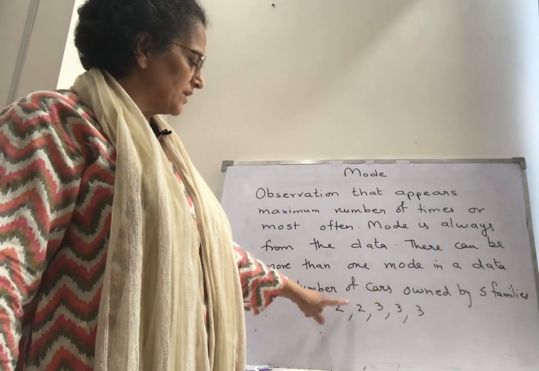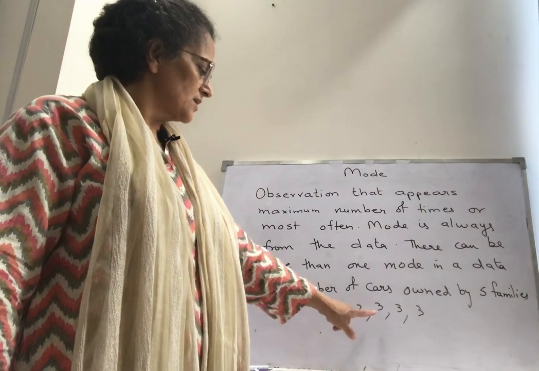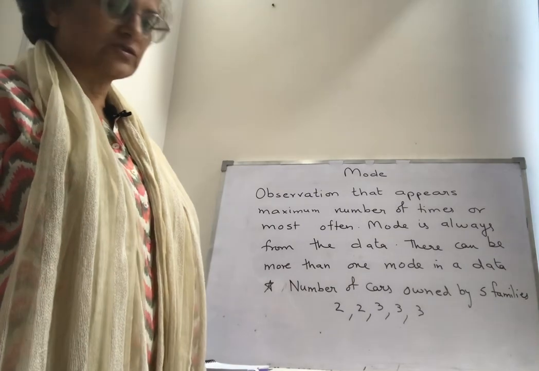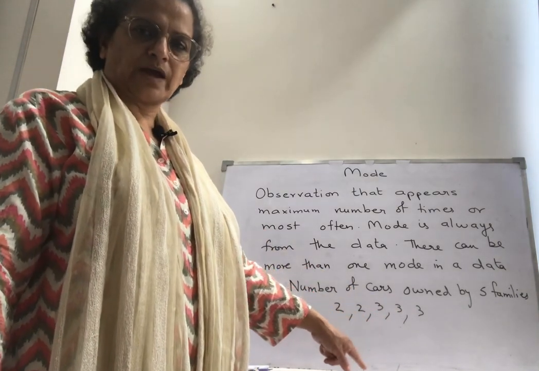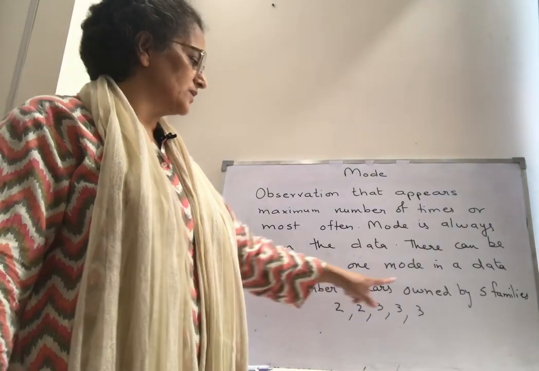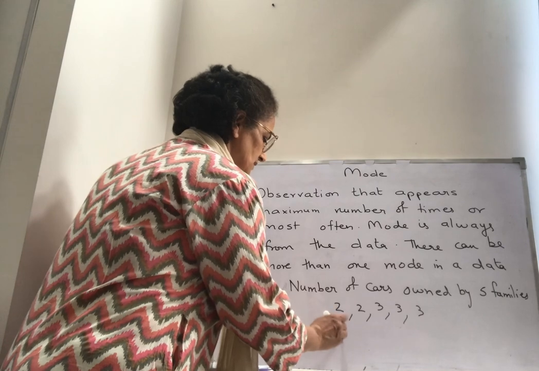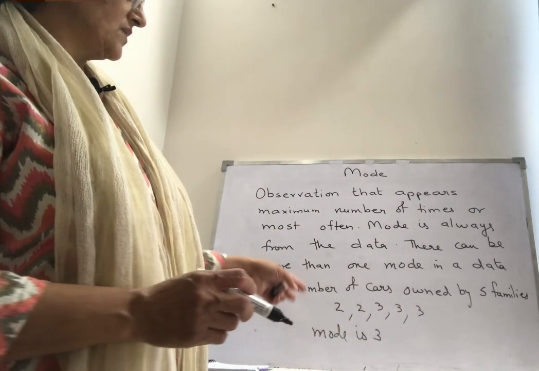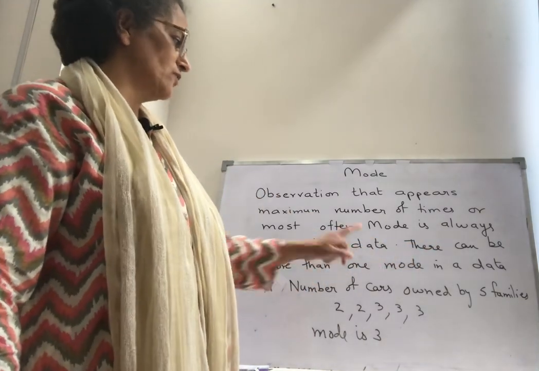So first family has 2 cars, second family has 3 cars, other remaining 3 families have 3 cars each. So 3 is appearing maximum number of times. So mode for this data will be 3. So mode is 3.